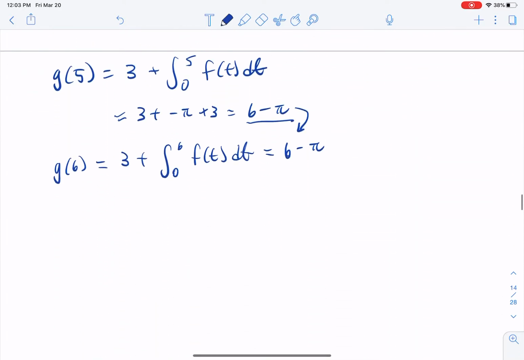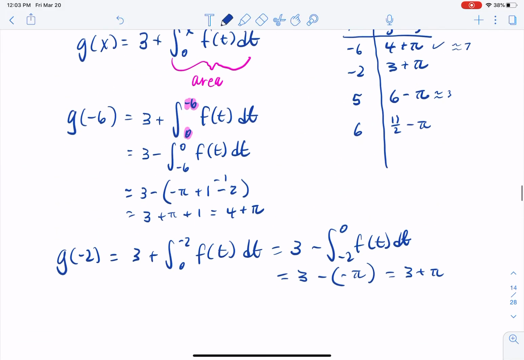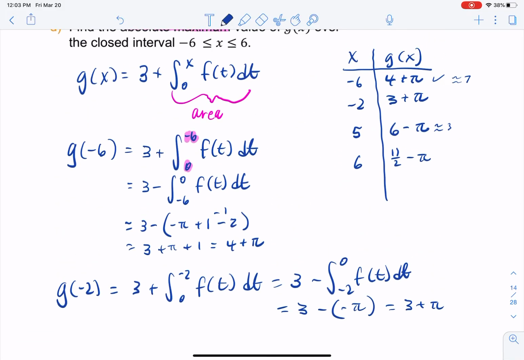So since I'm subtracting a half, of course this isn't going to be as big as the previous one. 6 is 12 halves. That makes 11 halves minus pi. Oh, look, it's already written there because, like I said, I'd already finished it.